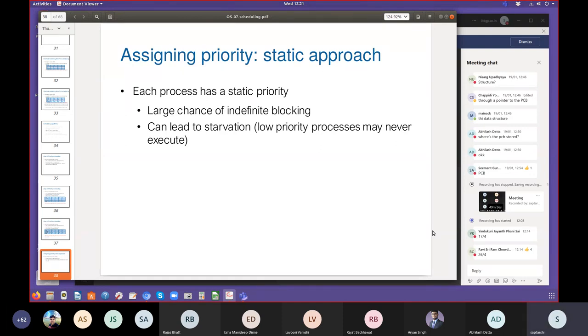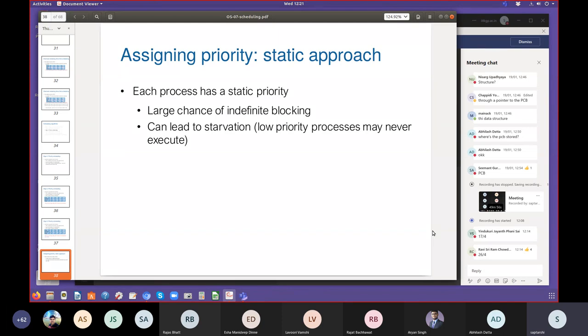Basically every process is waiting for some resource. A primary resource is the CPU. If the process is not getting a resource for a long time, we say there is starvation. So static priority is simple, but there is this problem. So we go for dynamic priority.